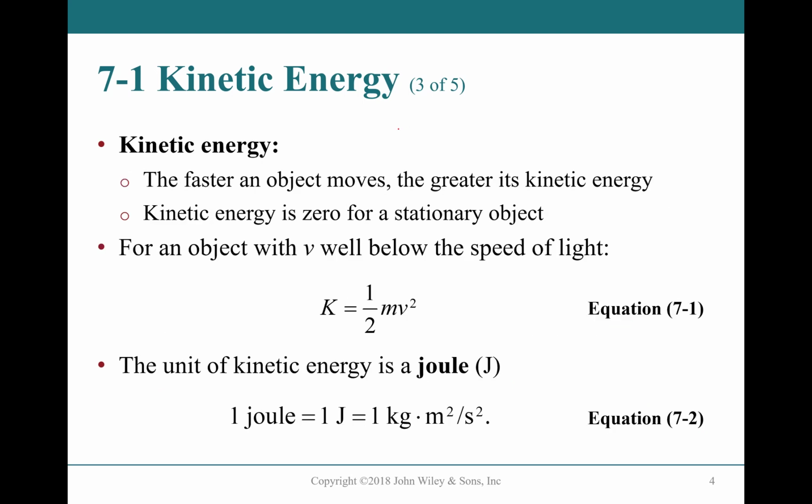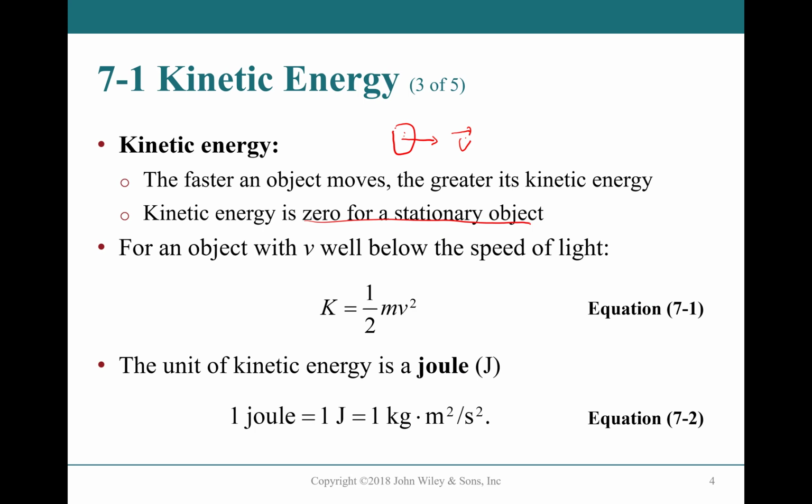When an object is in motion, it has kinetic energy. The faster the object moves, the greater its kinetic energy. So bigger speed, bigger kinetic energy. Also kinetic energy is 0 for a stationary object. Kinetic means object in motion. If the object is not in motion, then it does not have kinetic energy.